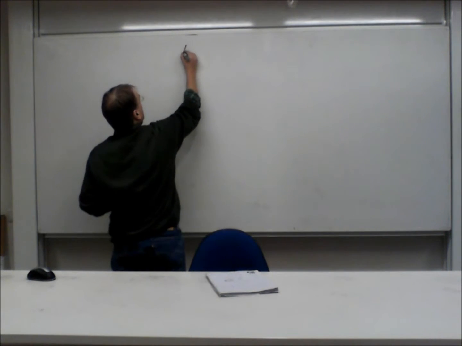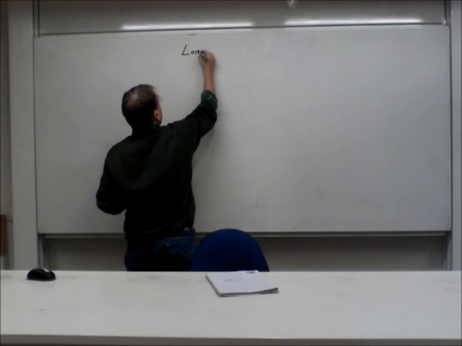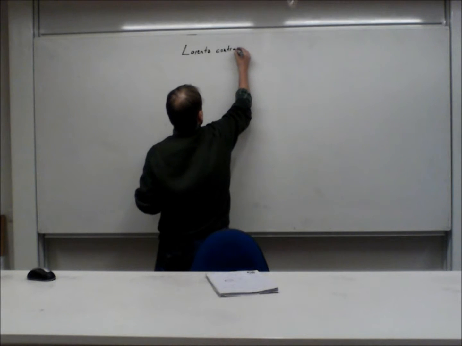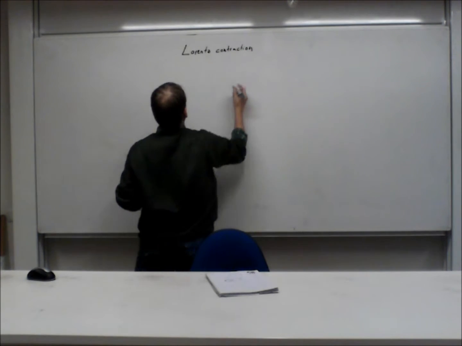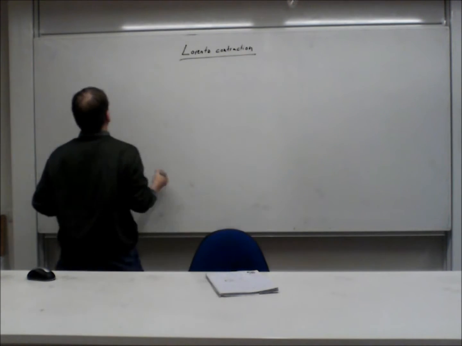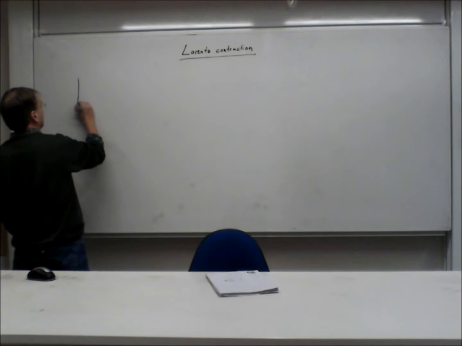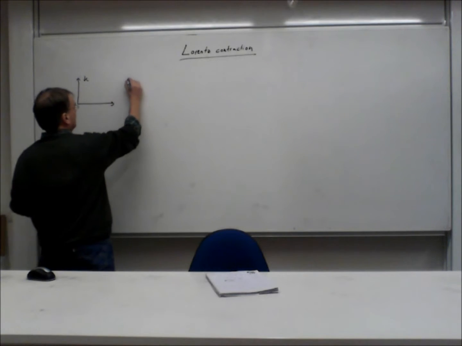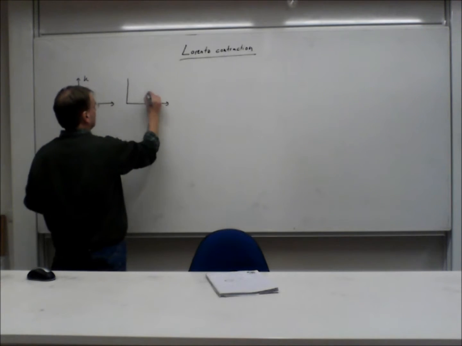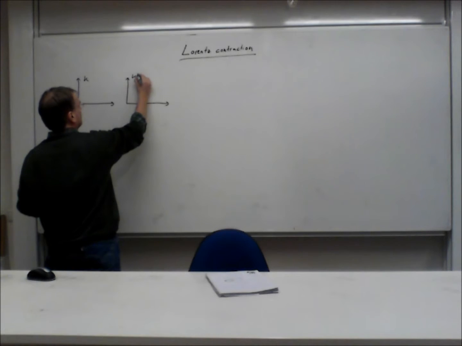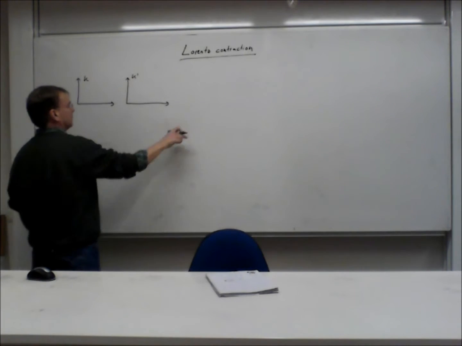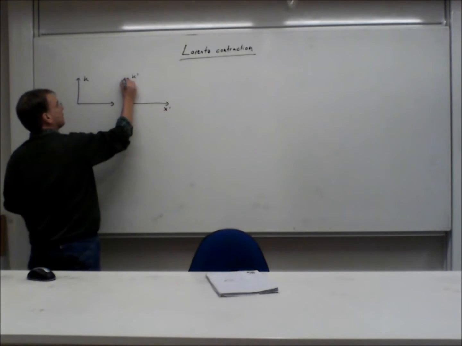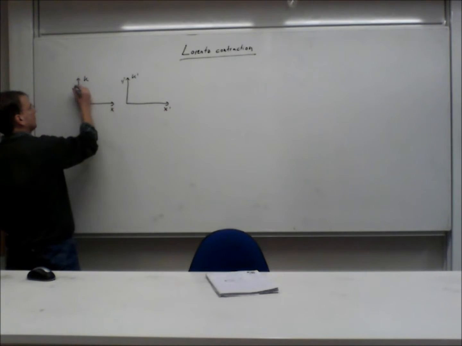I will derive the Lorentz contraction. Let us have two inertial systems. One which we call K, which is at rest, and the other called K primed, which is moving with a velocity u in this direction. And we prime the axes x and y primed and x and y here.